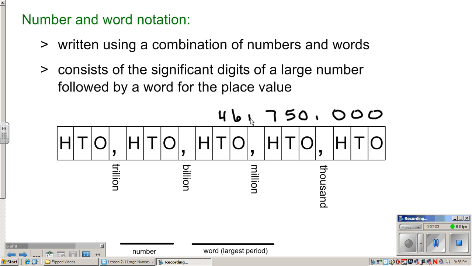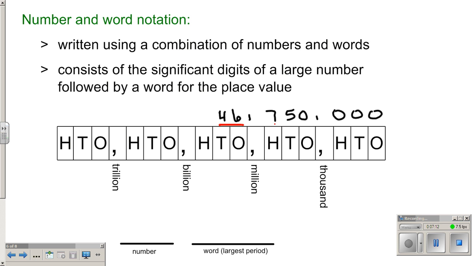Okay, so let's take a look at this one. We're going to look at our significant digits, which are represented here and here. In this case, we have significant digits in 2 different periods. When we write this in number and word notation, we convert our comma to a decimal, and we would write this as 46.75 million, and that would be our number and word notation for this one.